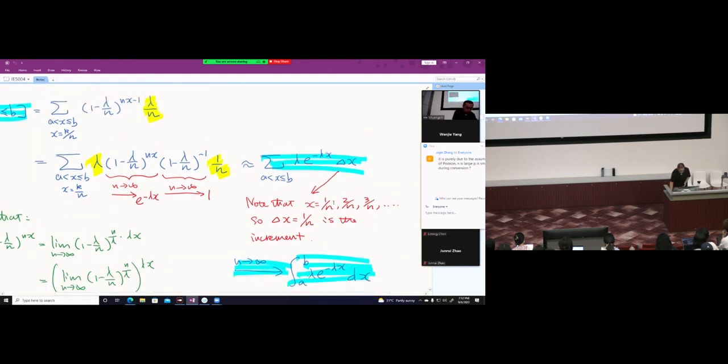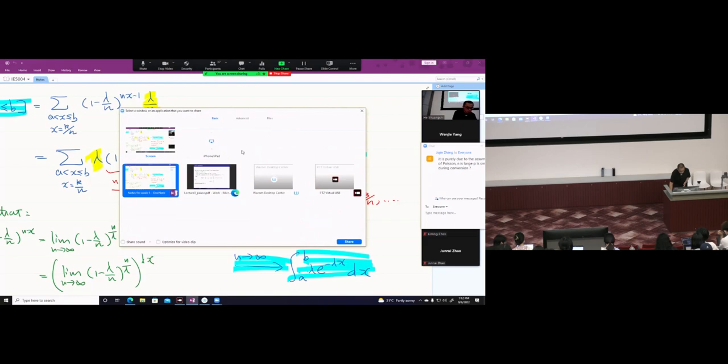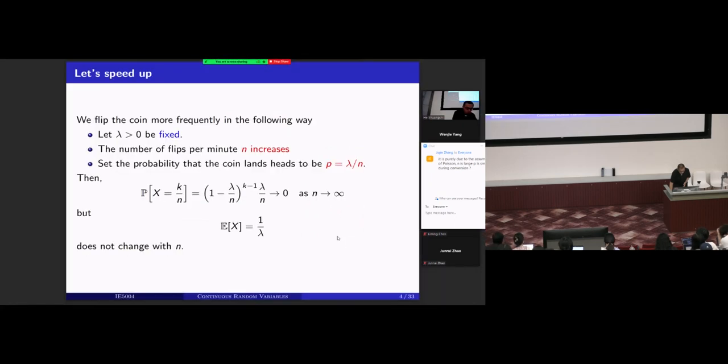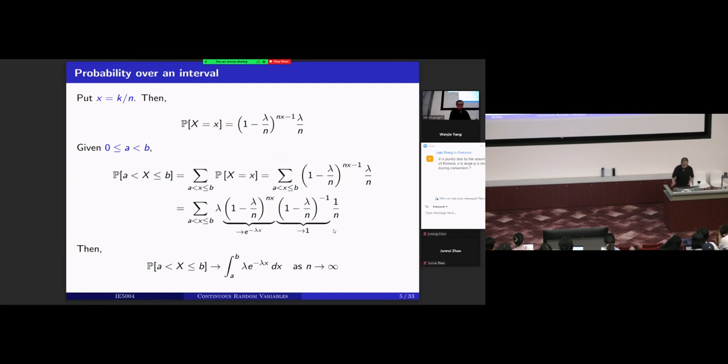Maybe let me recap what we did just now. We consider the time until we see the first heads. So we flip the coin in a very, very frequent way, but the probability of heads is extremely small, such that n times p is equal to lambda, which is a reasonable number.